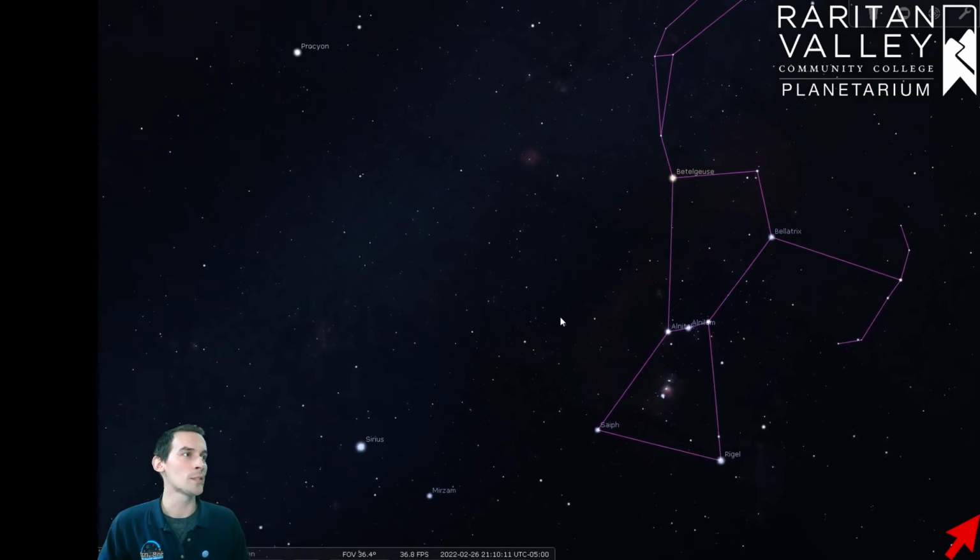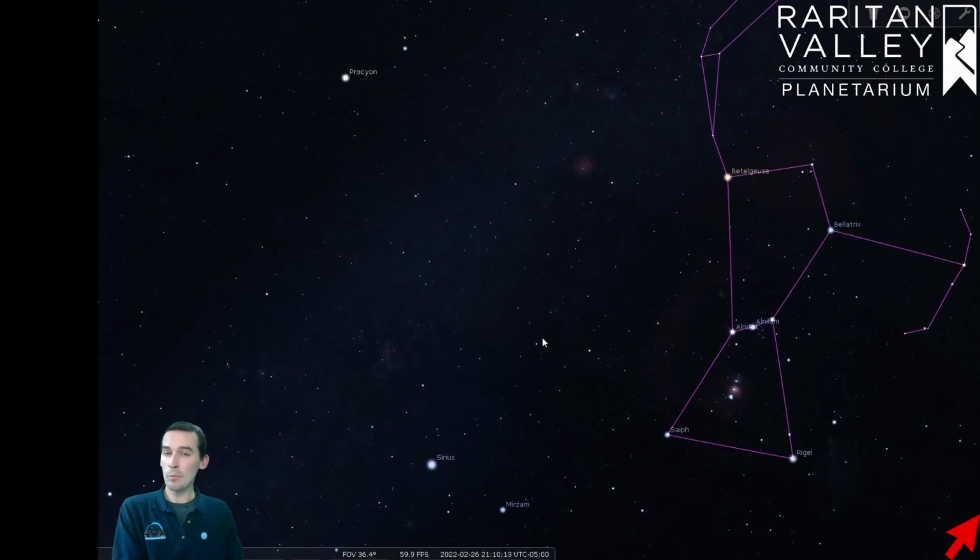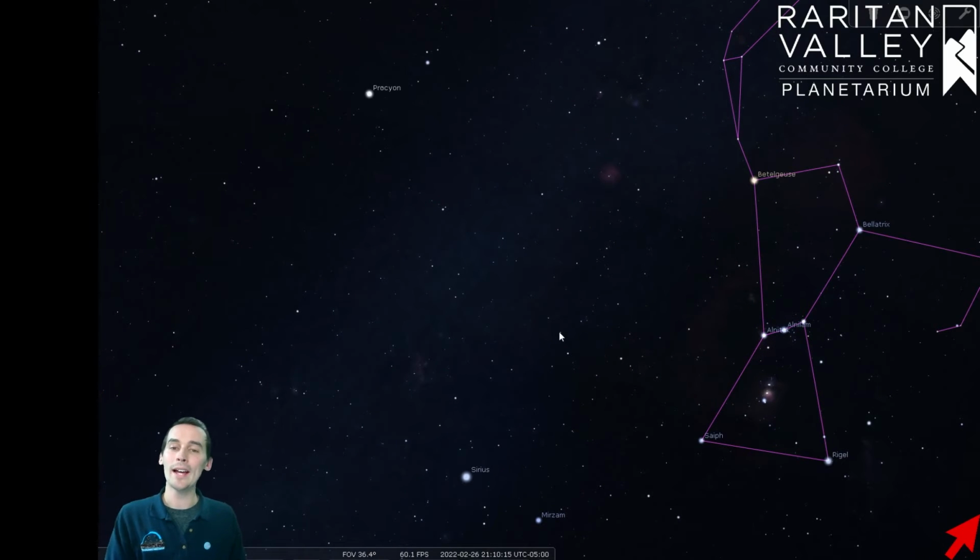Now, next to Orion's belt and Orion, we have another very simple wintertime asterism known as the Winter Triangle. I'm going to put up the asterisms here.